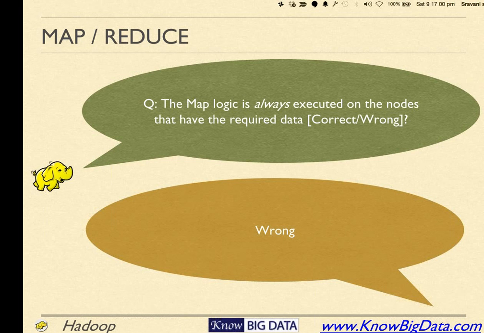Yes, in case the node, that is correct, Srisha. In case the node on which our data is, in case that node is very busy, or let's say there is no task tracker running on that node, then the data will be transferred. Data will be transferred while executing the task tracker on a nearby node.